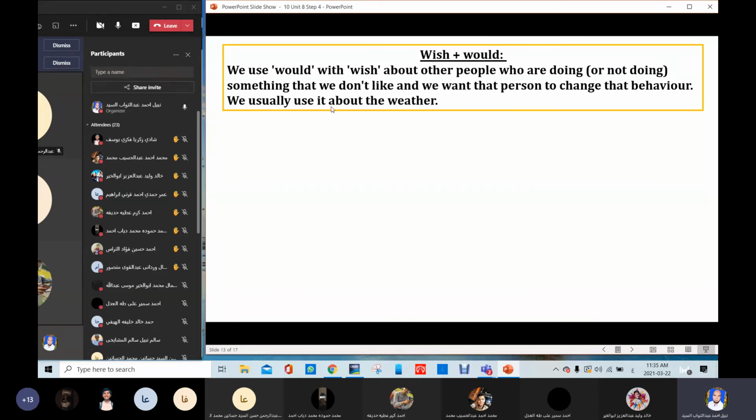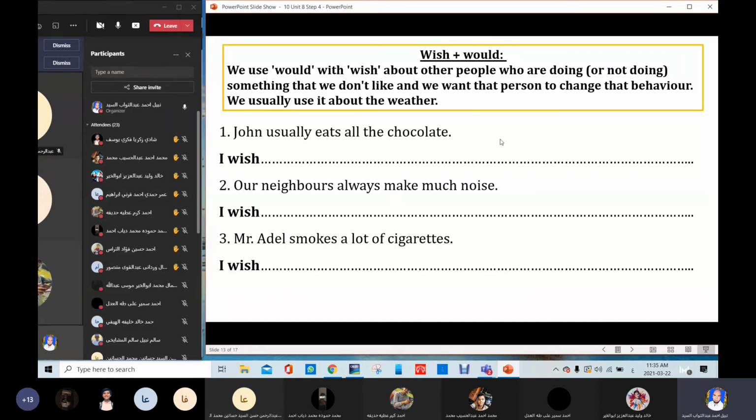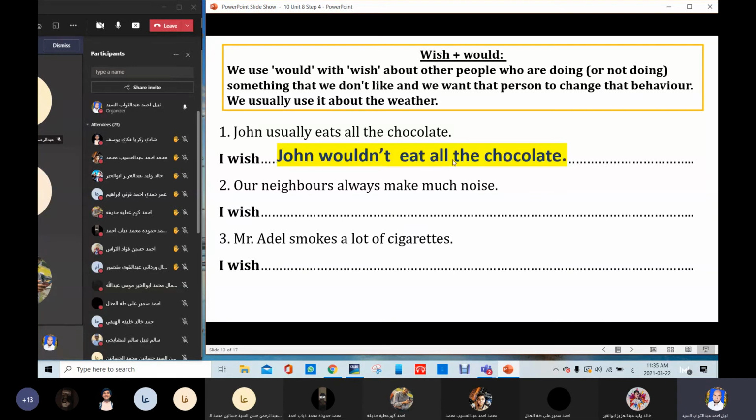We usually use it about the weather. For example, John usually eats all the chocolate. Use wish plus would. I wish John wouldn't eat all the chocolate. Here, positive use negative. Would, wouldn't.